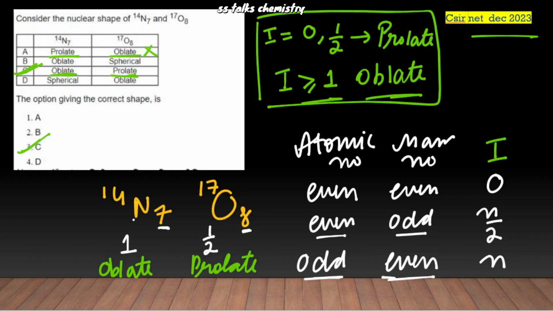Firstly is the atomic number, then is the mass number. Okay, so moving to the next one now.